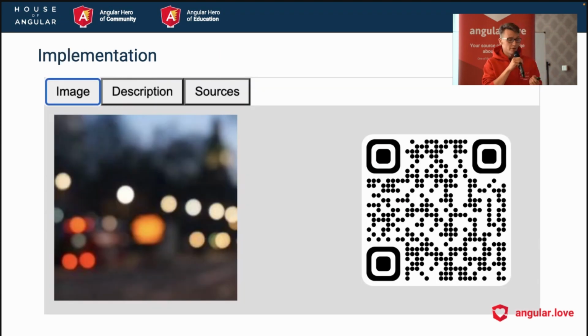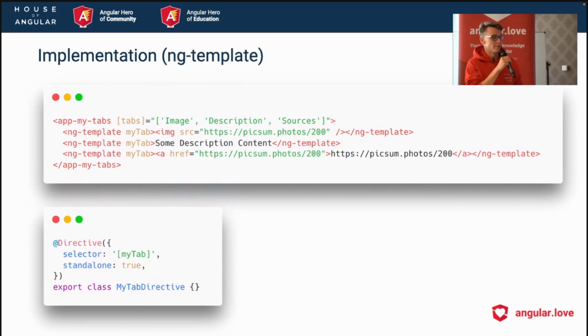Okay, but what we are going to do in this part is a simple tabs component. We have 3 buttons that allow us to change the tab, and then on the bottom we will have the content which corresponds to the tab. So the first one is the image, the second one is the description, and the third one is the sources. I encourage you to scan this QR code and just see the code and see how it works. Okay, so let's go further to the implementation.